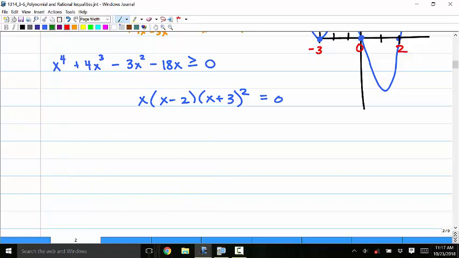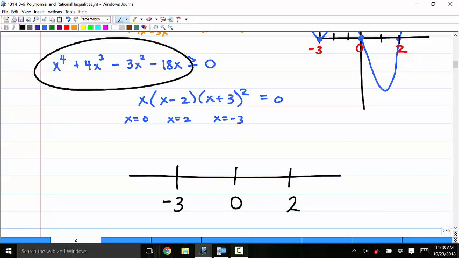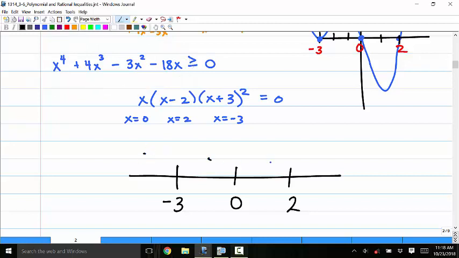Okay, if I set all those factors equal to 0, I indeed get x equals 0, x equal 2, and x equal -3. Go do a number line. I need to put those three numbers on my number line: -3, 0, and 2. I already have this in my calculator, right? I need to go pick values for x that are in each of those 4 intervals. Give me some numbers.